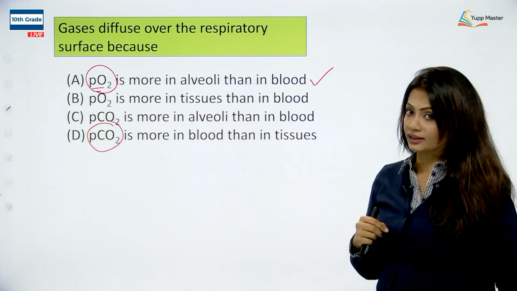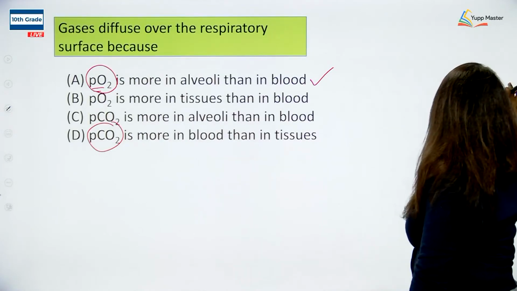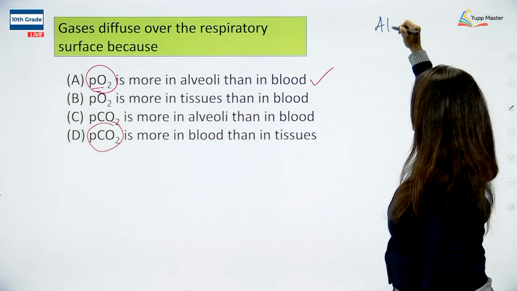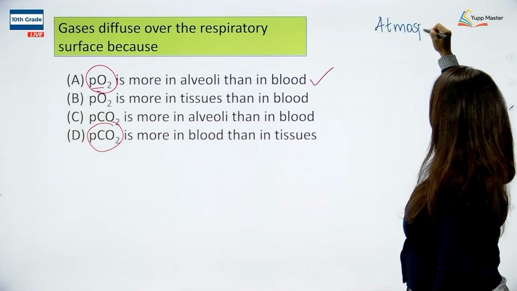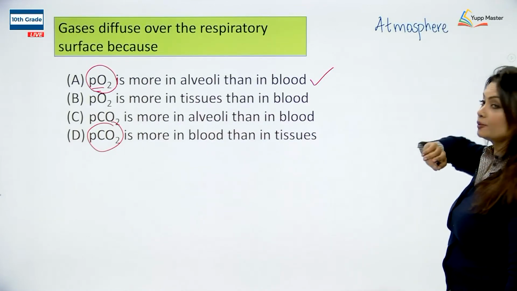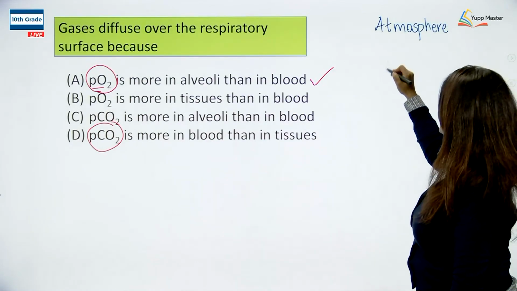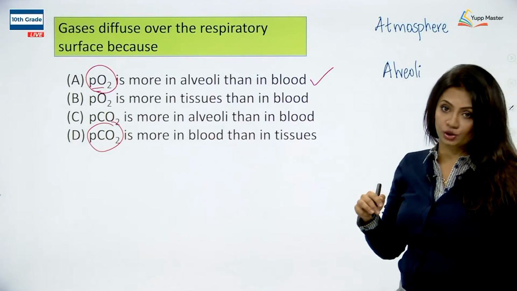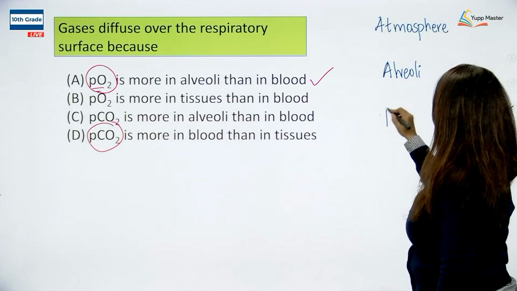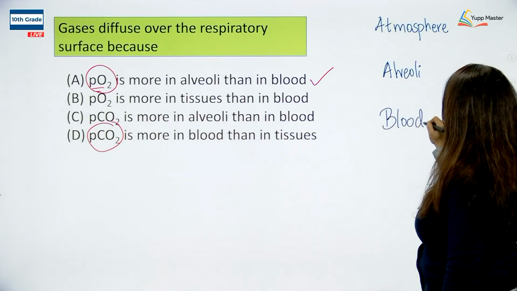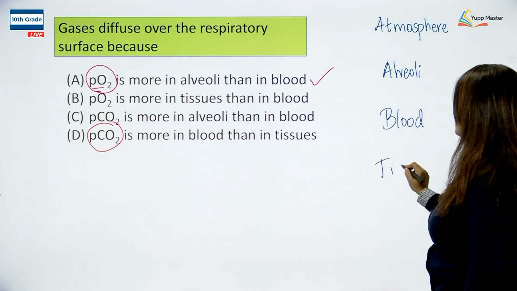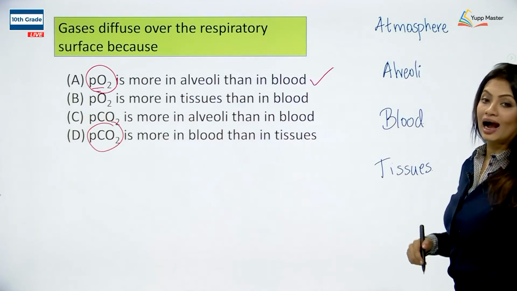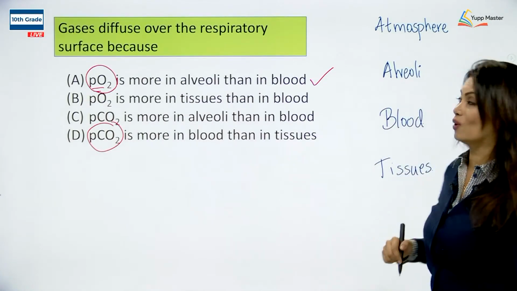Remember the chain that we had done. Let's talk about the surfaces first. First we talk about the atmosphere. After the atmosphere, the next location we were looking upon was the alveoli. After the alveoli, the third location we looked upon was the blood. And finally, we saw the partial pressures at the level of the tissues. Now let's see how the gases are diffusing one after the other.